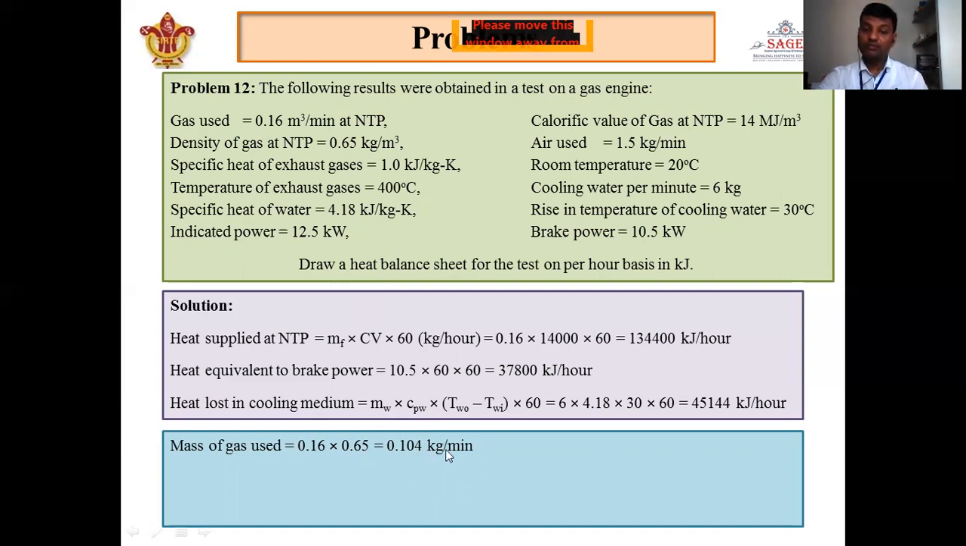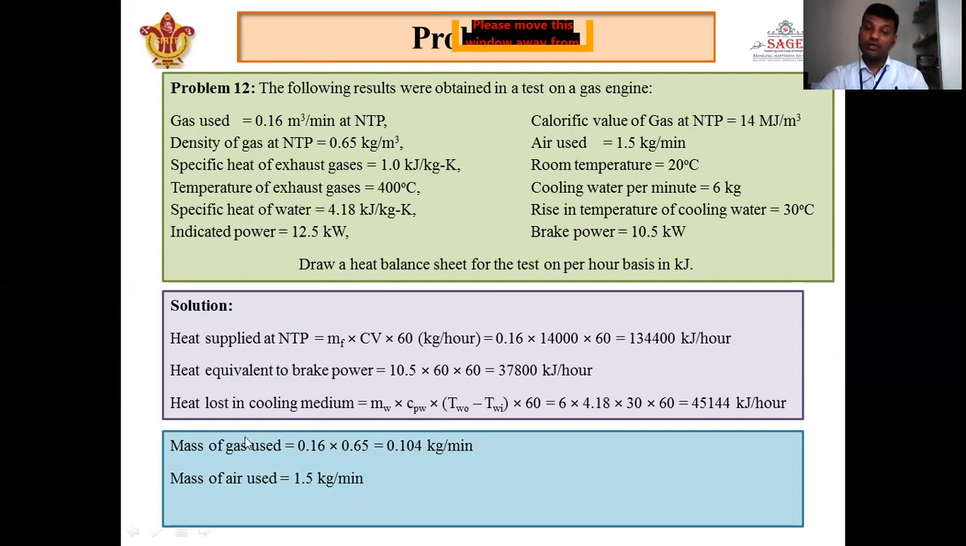Again, it is coming in per minute. So this much is the amount of gas that is used by the engine per minute. Again, the mass of air used is 1.5 kg per minute. So we have the mass of gas used and the mass of air used. The exhaust gas will be the combination of both.